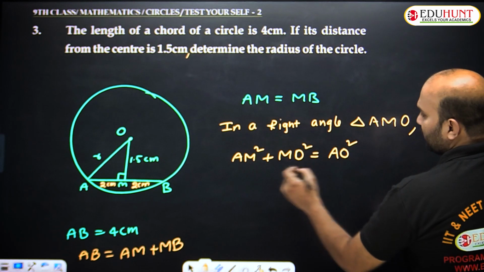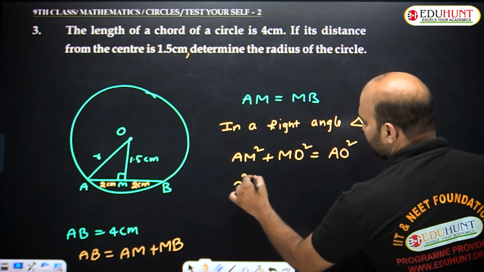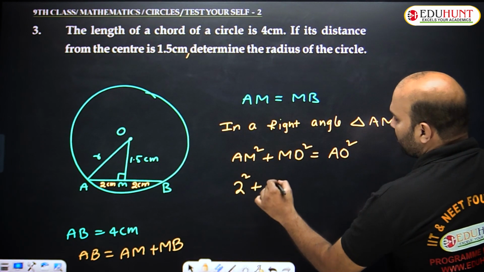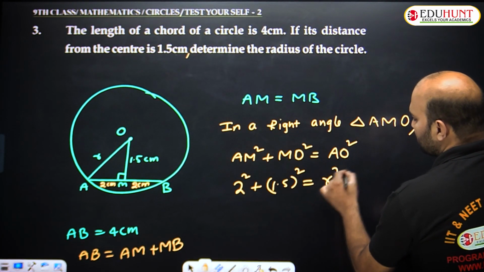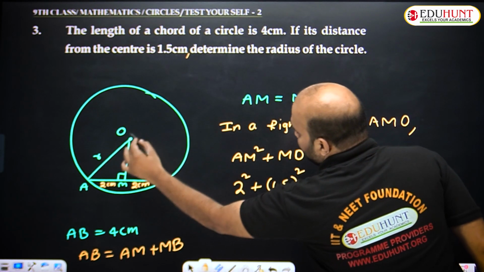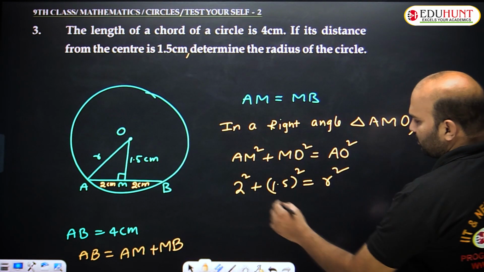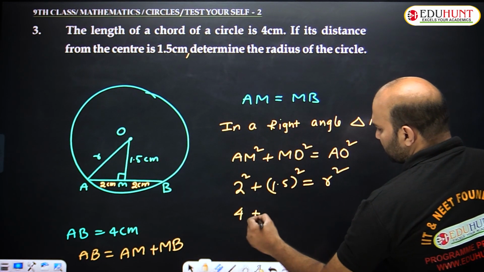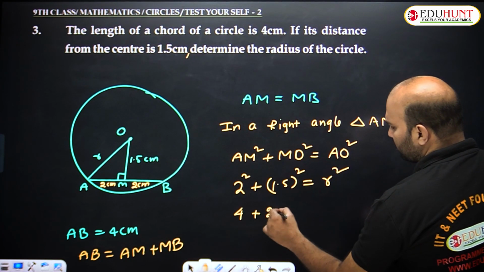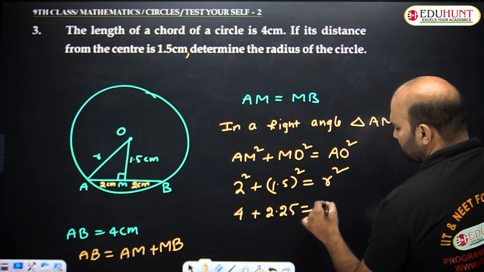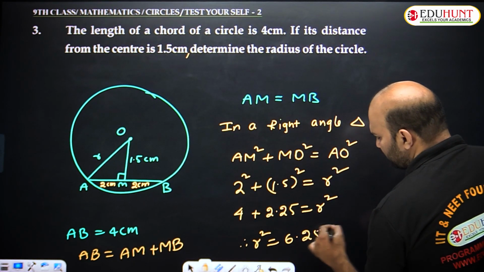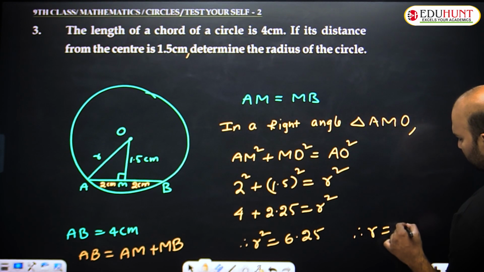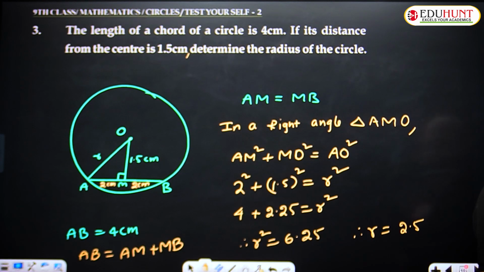So AM equals 2 centimeters, that is 2 square, plus MO, 1.5 centimeters, that is 1.5 whole square, equals AO, that is R square. AO is the radius of the circle. So 2 square is 4 plus 1.5 square is 2.25, equals R square. The total addition: therefore R square equals 6.25. Therefore R equals the square root of 6.25, which is 2.5 centimeters. That is the radius of the circle.